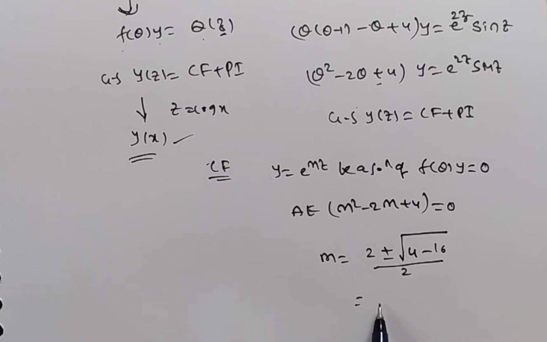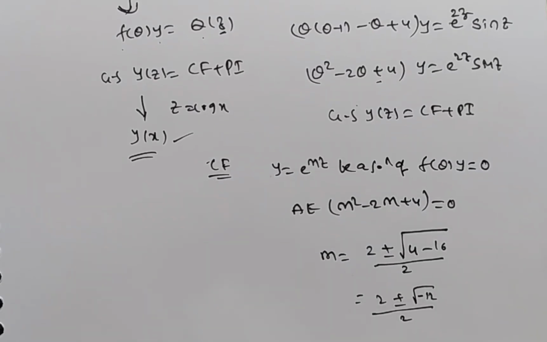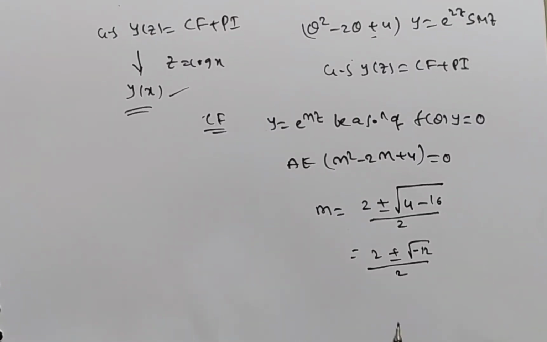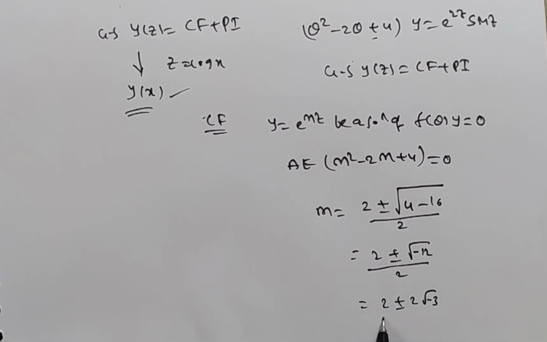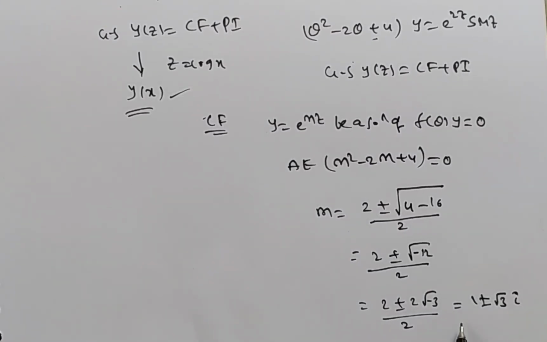If you simplify, 2 plus or minus, this is minus 12. Root of minus 12 you can write as 3 times 4, so 4 will come outside, and the square root of 4 is 2. So 2 plus or minus 2 root 3, by 2, is nothing but 1 plus or minus root 3 into root of minus 1, which I can write as i. So you have 2 roots. These roots are complex roots.